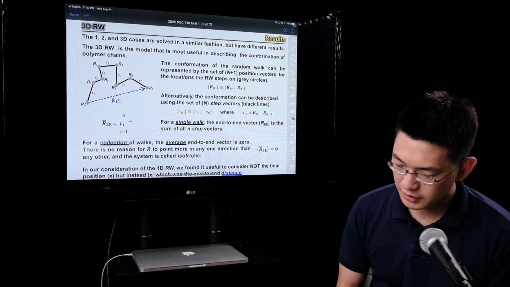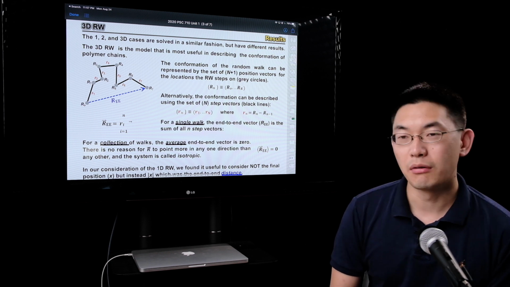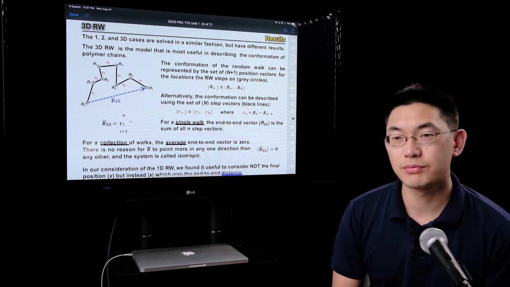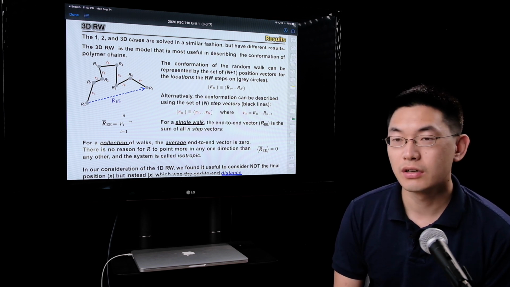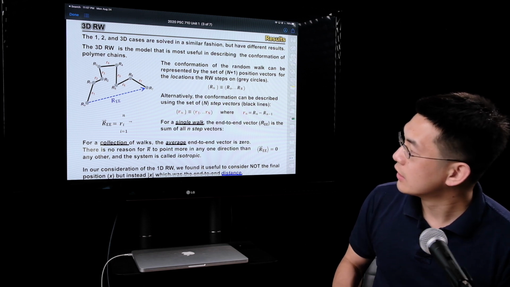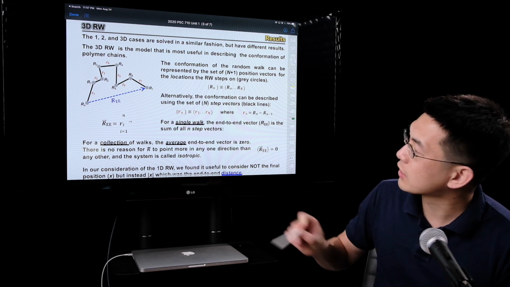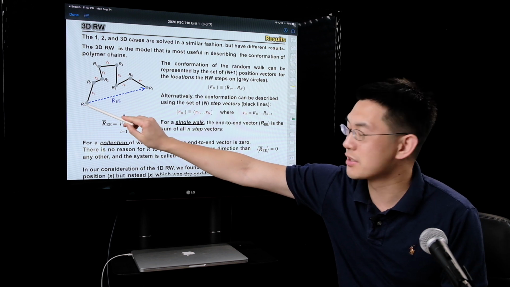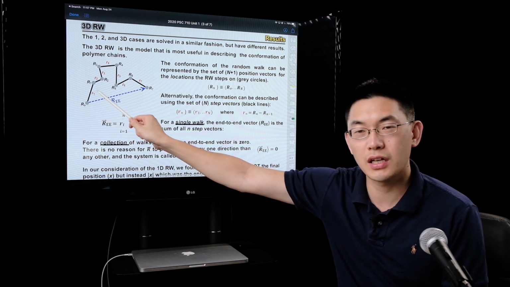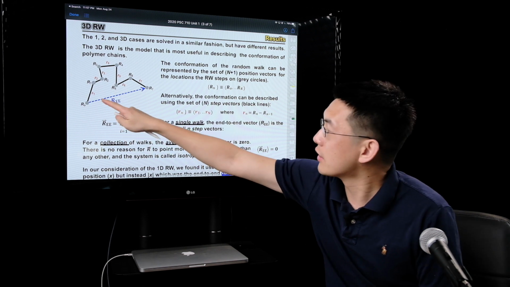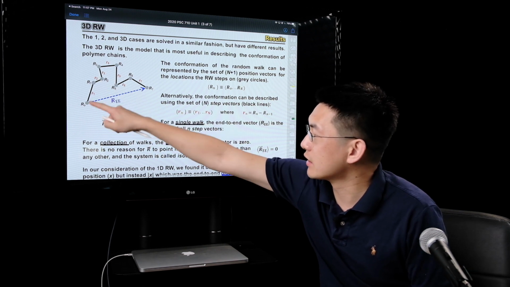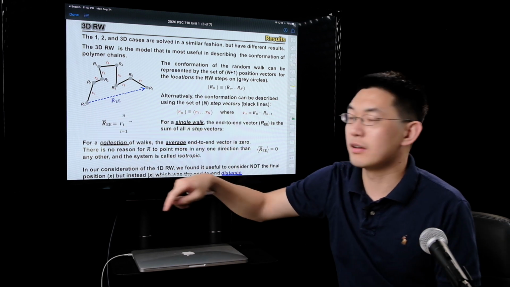So in a three-dimensional walk, we usually use a vector concept to discuss each step. Each step will represent a vector. For example, for the first step, we can go from R0, the 0th carbon, to the first carbon, R1, as shown here. This will represent the first vector from R0 to R1.